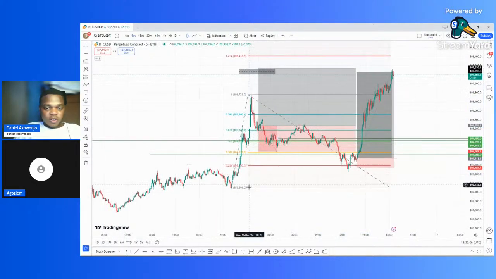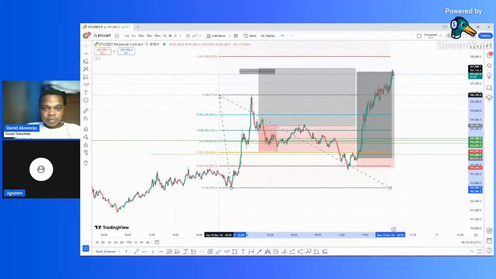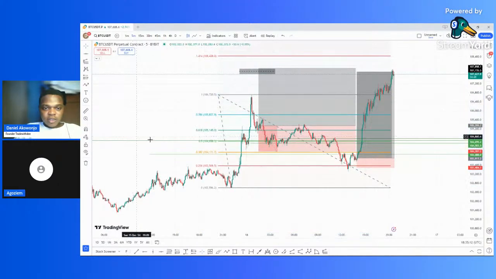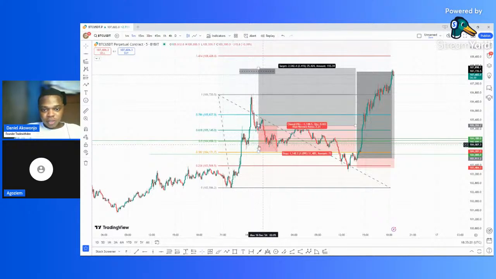You see? So now having drawn this out, you can see that what I did was I took this low, then I took this high as my major point from which I want to look for retracement. Price got to 0.5 retracement, price got to 0.382 retracement, which was where it hit my stop, then retraced to the upside.